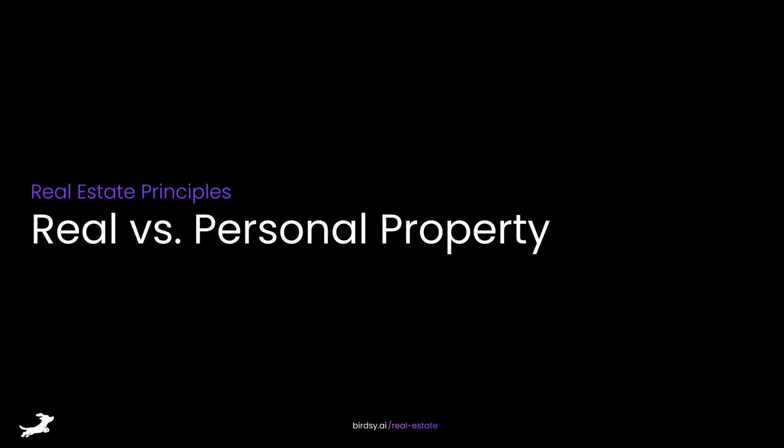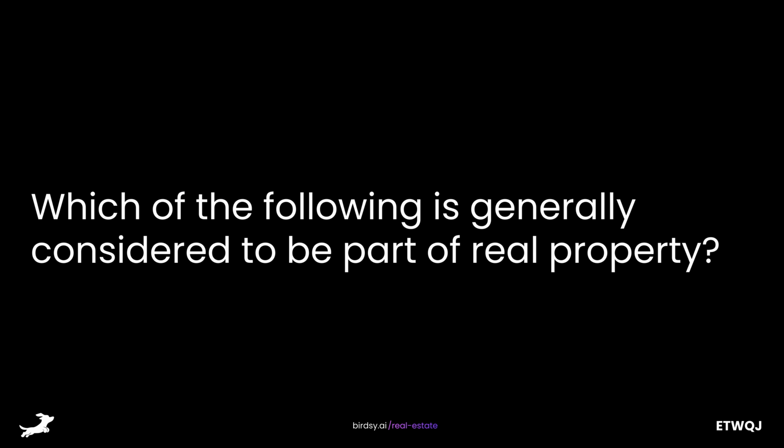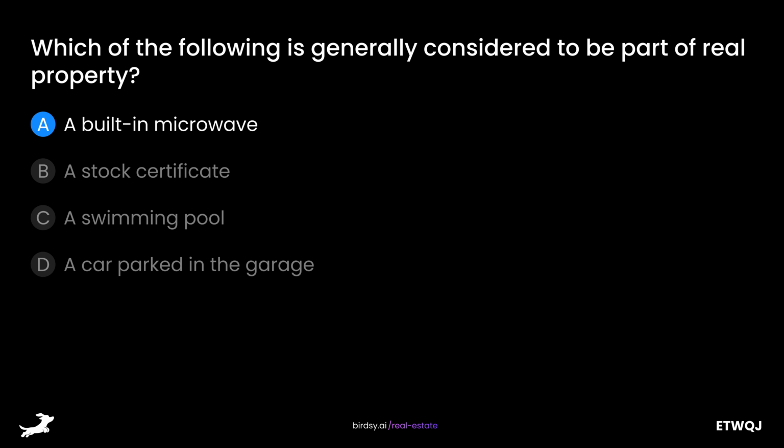Real versus personal property. Which of the following is generally considered to be part of real property? Is it A, a built-in microwave? B, a stock certificate? C, a swimming pool? Or D, a car parked in the garage? The answer is C, a swimming pool.